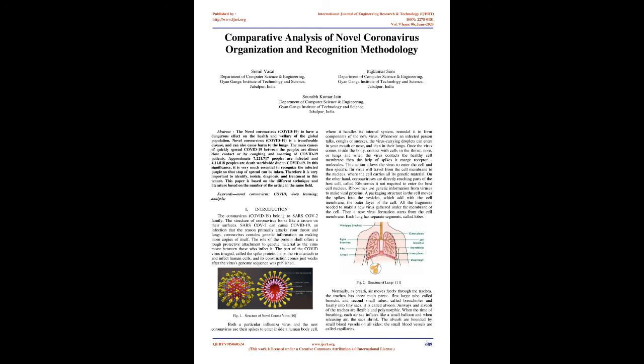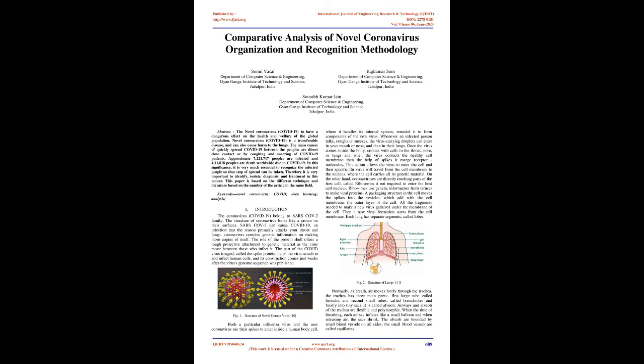Both a particular influenza virus and the new coronavirus use their spikes to enter a human body cell, where it takes over the cell's internal system and remodels it to form components of the new virus. Whenever an infected person talks, coughs or sneezes, the virus-carrying droplets can enter your mouth or nose, and then your lungs. Once the virus comes inside the body, it contacts cells in the throat, nose, or lungs, and when the virus contacts the healthy cell membrane, with the help of spikes it binds receptor molecules.